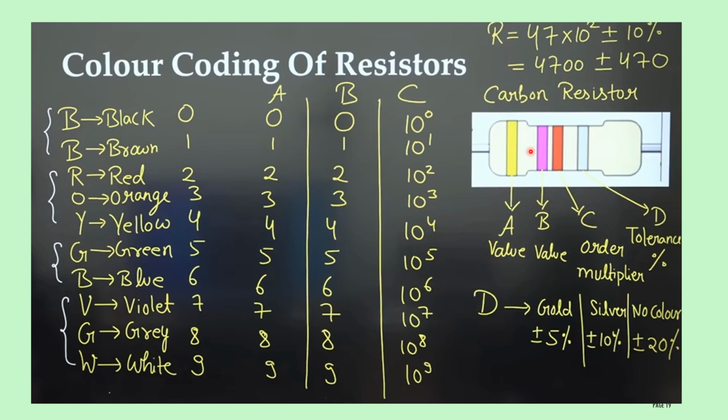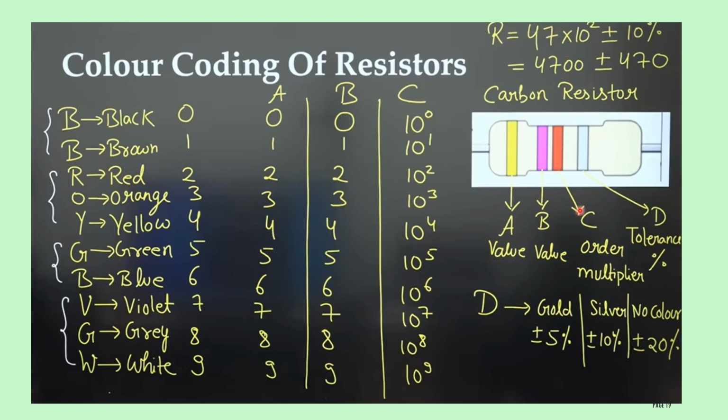Now let us find the color coding of this carbon resistor. Here you have four different bands. The first band's color is yellow. Its coding number is 4. Therefore, write 4 here first. Then the second band is approximately near to violet. Its value is 7. Therefore, 4, 7 into.